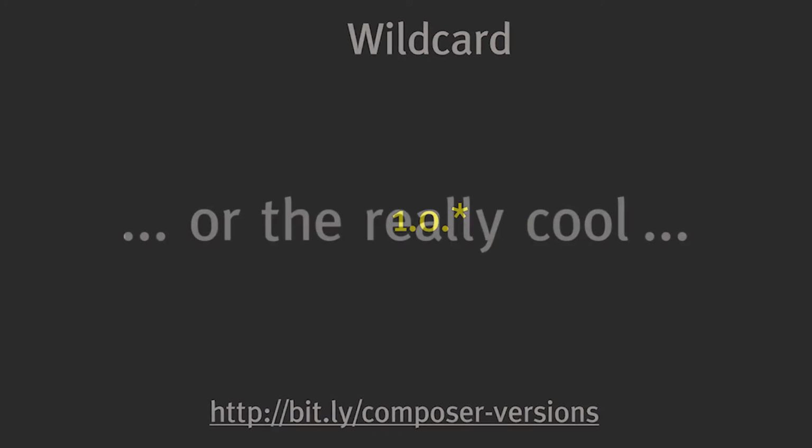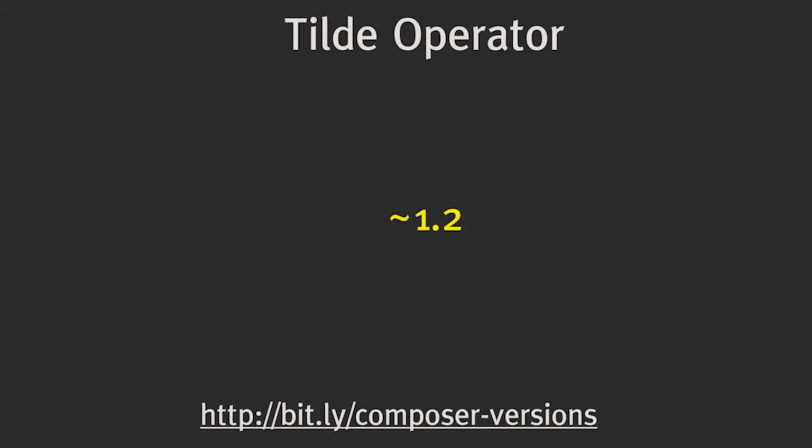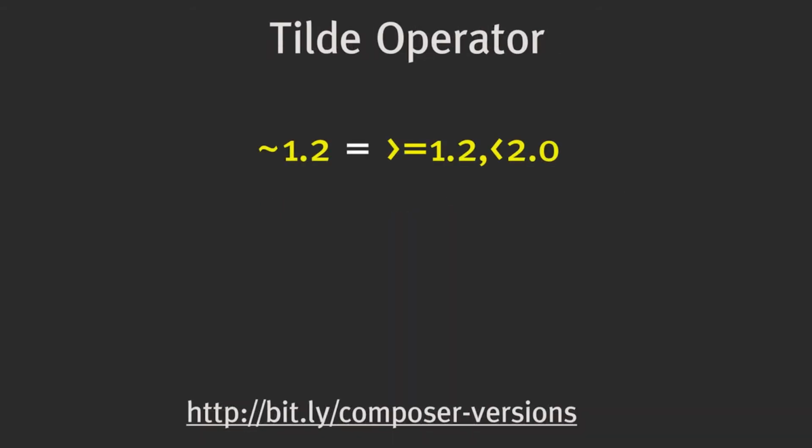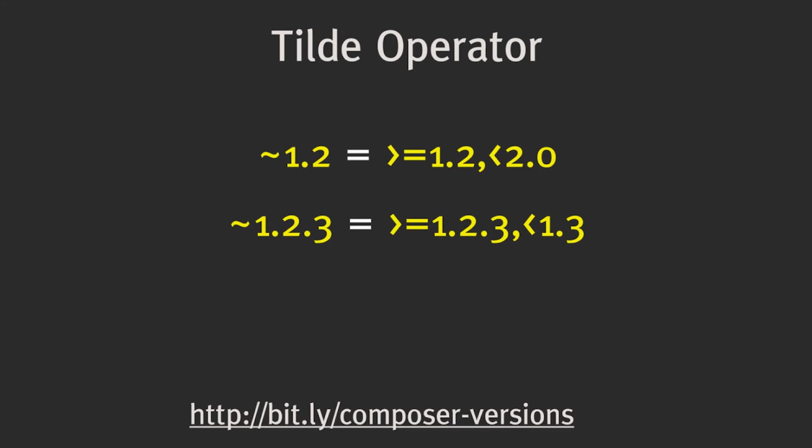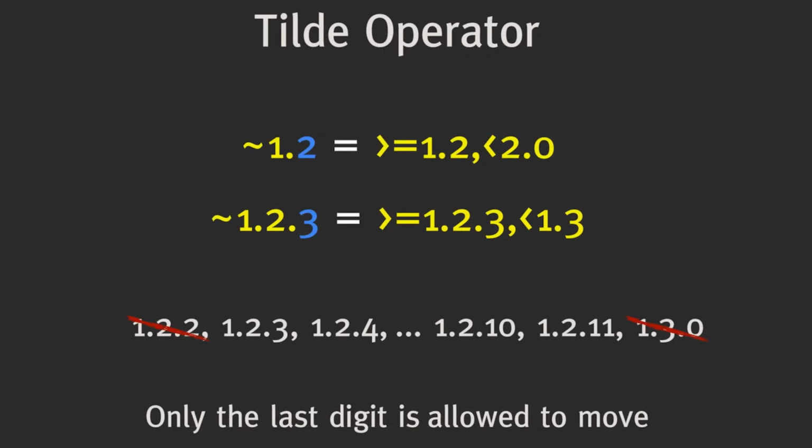Or you can do the slightly more awesome tilde operator, which works like this. Tilde 1.2 means greater than 1.2 but less than 2.0. So stay with me here. Tilde 1.2.3 means greater than or equal to 1.2.3 but less than 1.3. So the point here is when you use the tilde, only the last number you specify gets to change. And it can only go in the up direction. This number can't change. So 1.3 is too high, because that's this number, but 1.2.anything, as long as it's 1.2.3 or greater, is going to work out.